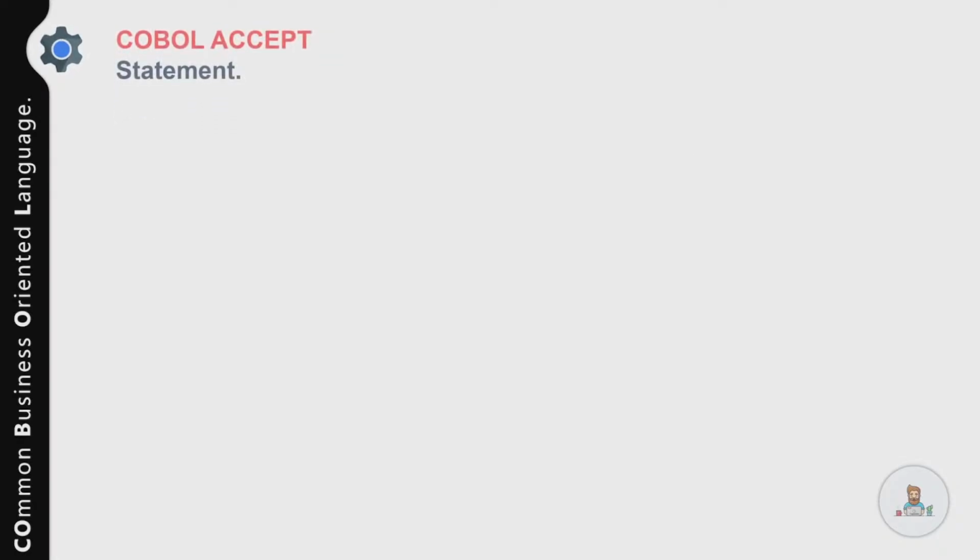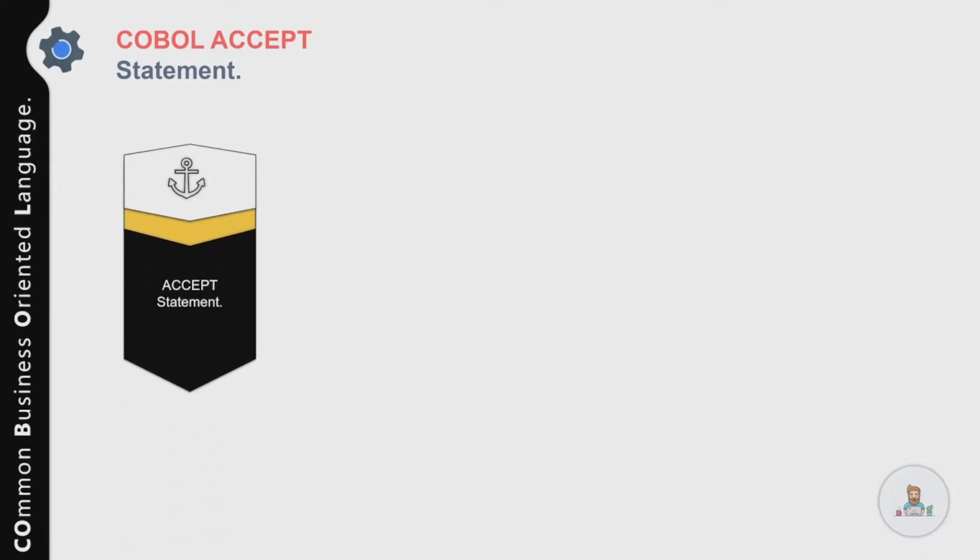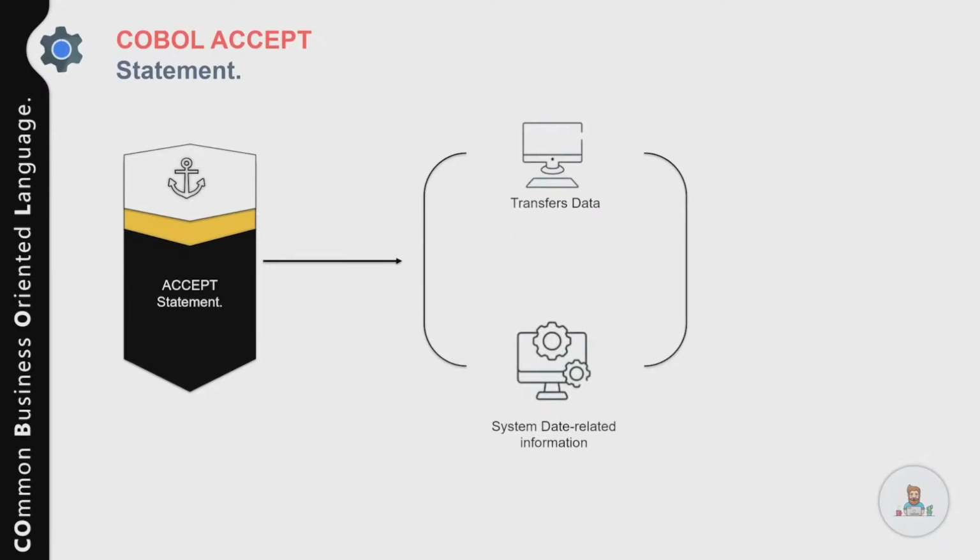Now let's talk about the accept statement and how you can use that in your COBOL program. The accept statement is used to transfer data or system related information into the program during execution. And this data is transferred with the help of an identifier. And remember, there is no editing or error checking of the incoming data.